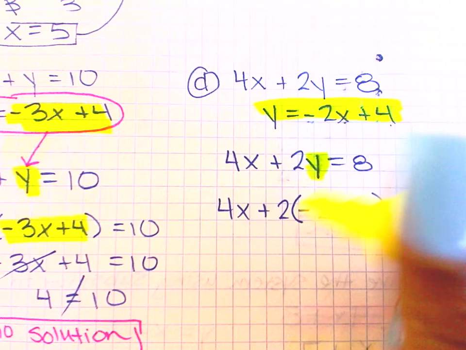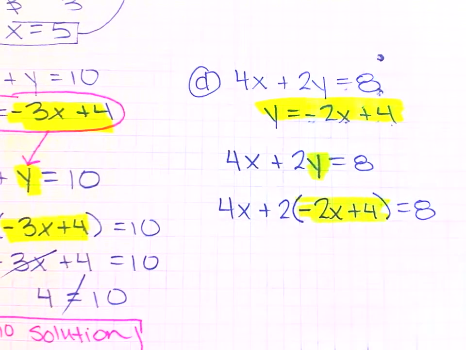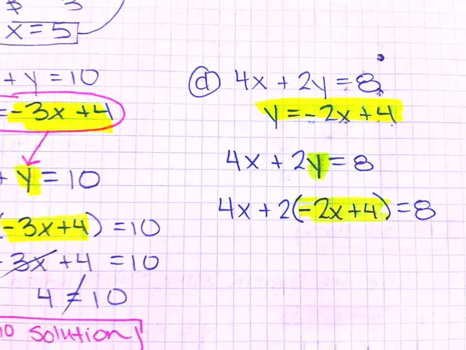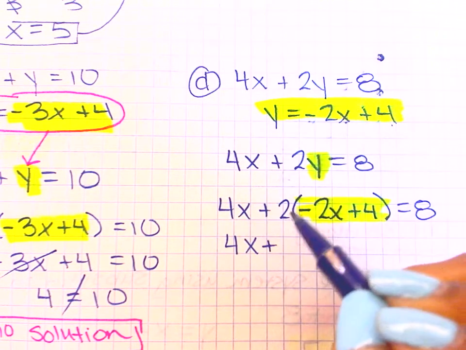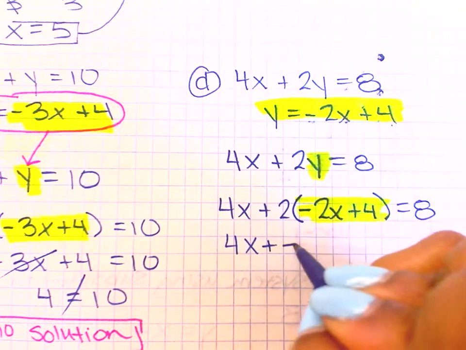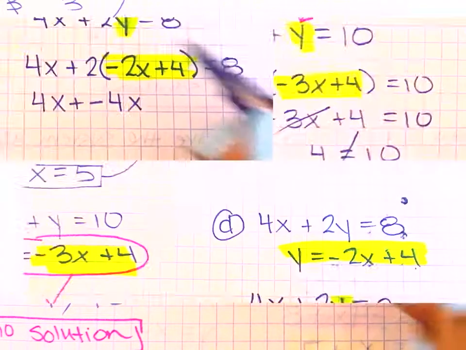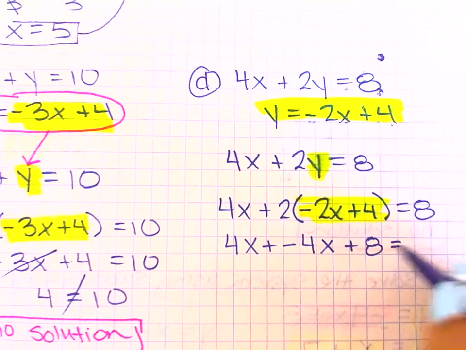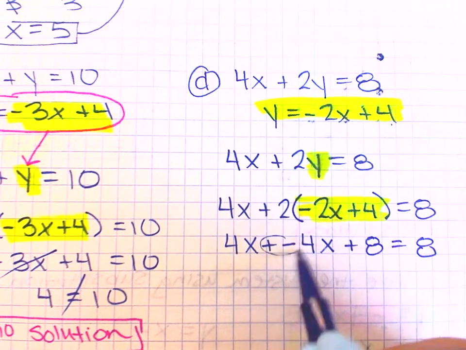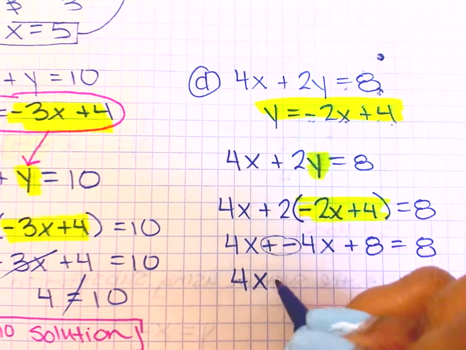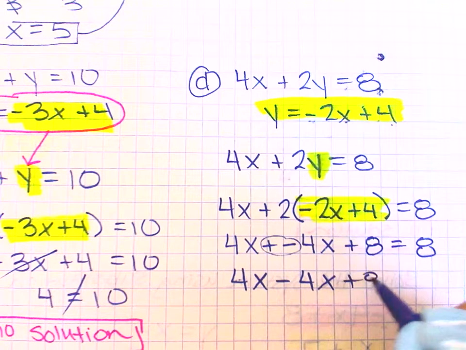So again, this right here is y. Write it down, please. Last one, let's go. Doing a good job. We're almost there. All right. We're going to have to distribute. So 4x plus, let's see, 2 times negative 2x is going to be a negative 4x. And 2 times 4 is a positive 8. Positive, negative sign next to each other right here is going to be a negative. So 4x minus 4x plus 8 equals 8.